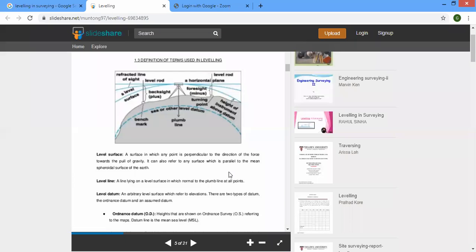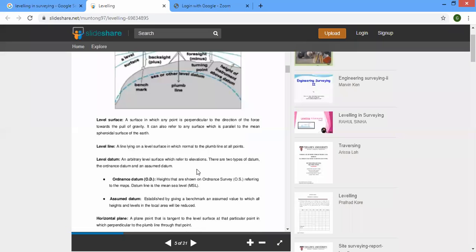Next, level line. You have level line: a line lying on a level surface which is normal to the plumb line at all points. Level line you can see there in the figure. The level surface is there. A line drawn at the level surface is called a level line.